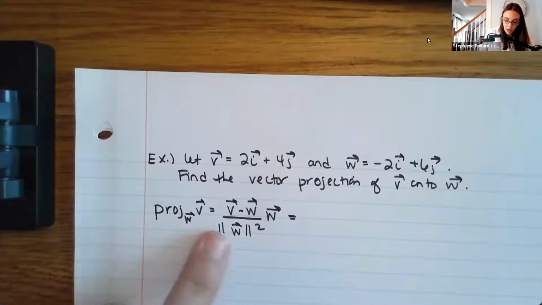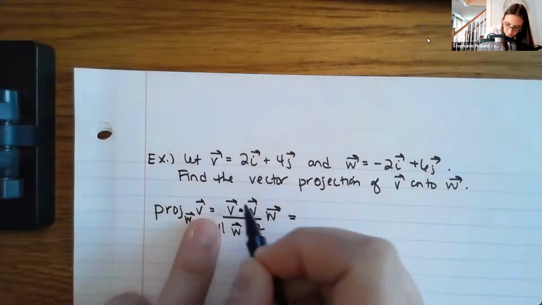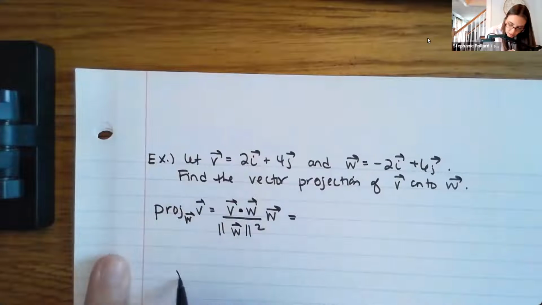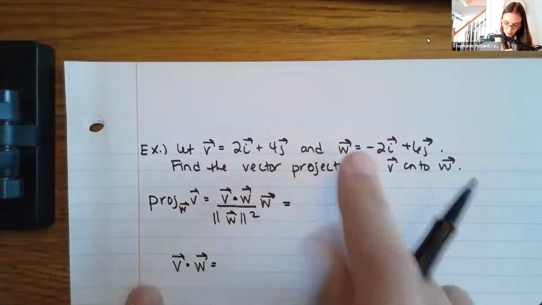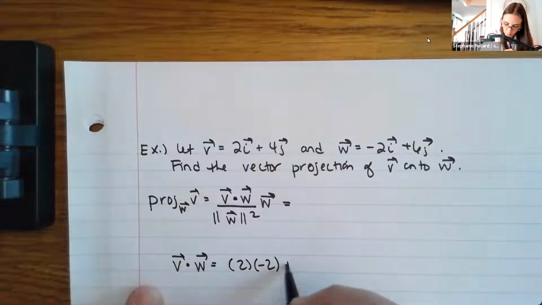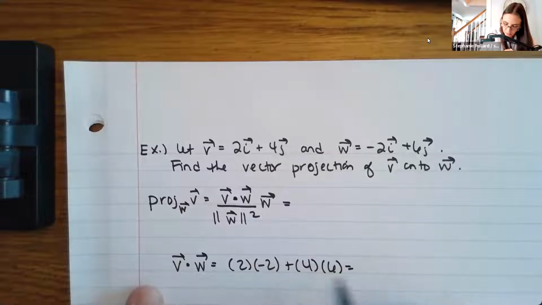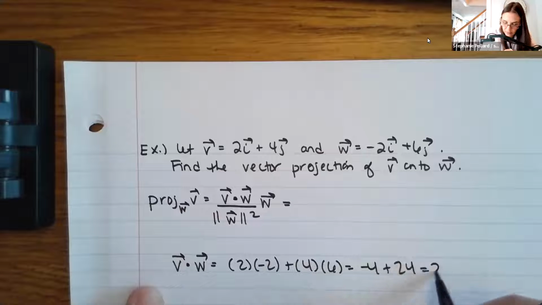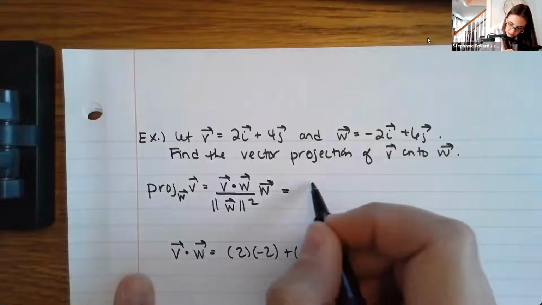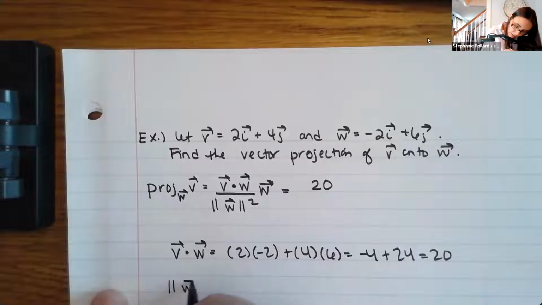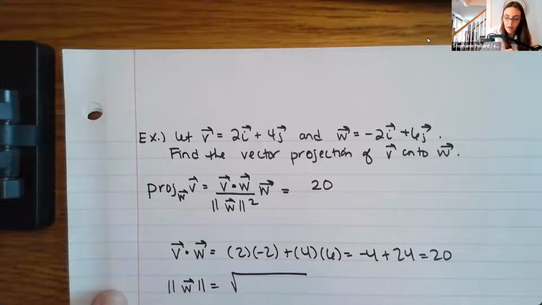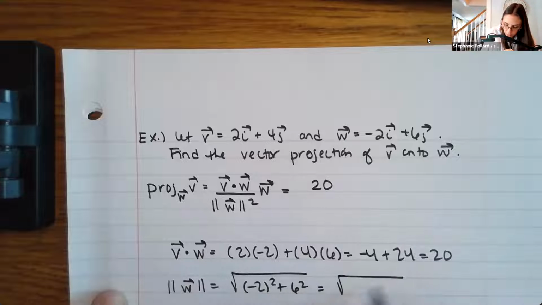We start with our dot product for this piece. Let me do some of these steps off to the side. Let's start with that dot product. We're going to multiply the 2 times negative 2 and add that with the 4 times 6. So I have negative 4 plus 24, which is 20. So it's going to be 20 here. Then let's work out the magnitude of W. I'm going to take the square root of negative 2 squared plus 6 squared. So 4 plus 36, which is 40.